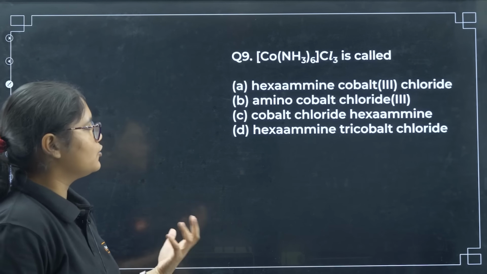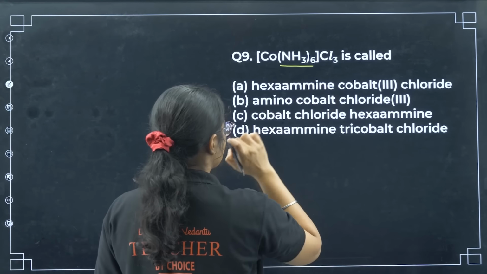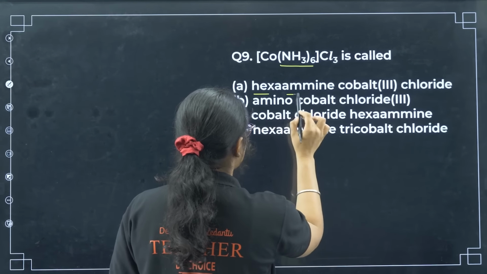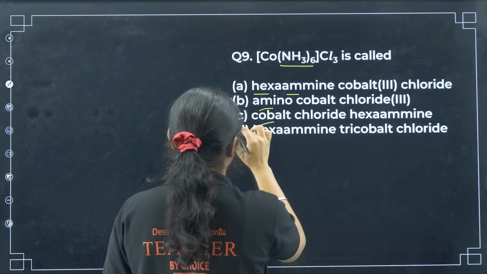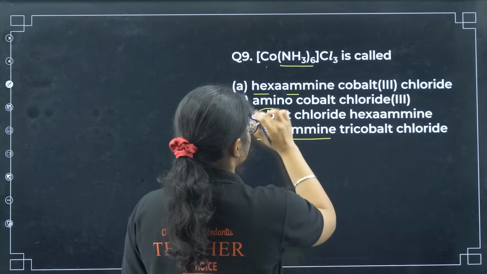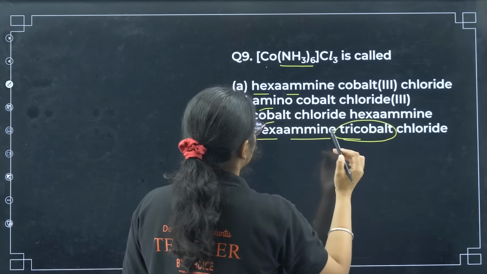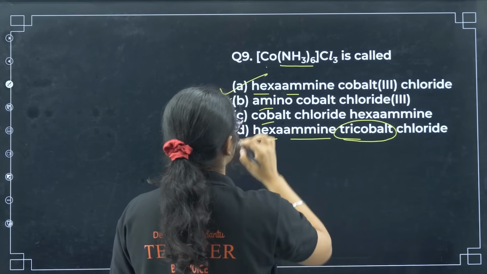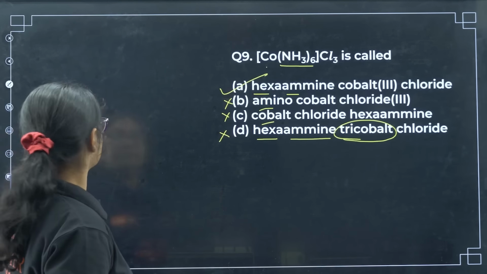Next, again the nomenclature. So I have here amine groups, so hexaammine. Here there is no hexaammine, I can eliminate these 2. Here also hexaammine is there. After that you have to mention the name of the metal. Here tricobalt is there, that is again wrong. So option number A is the correct answer.